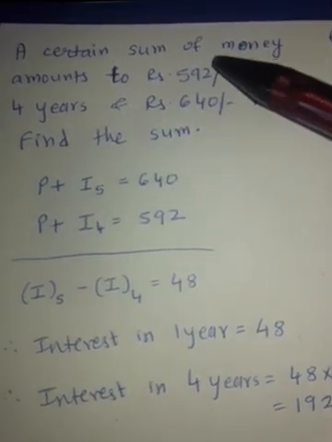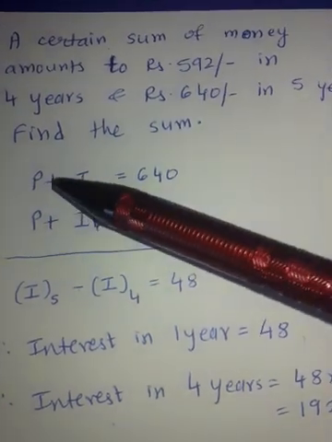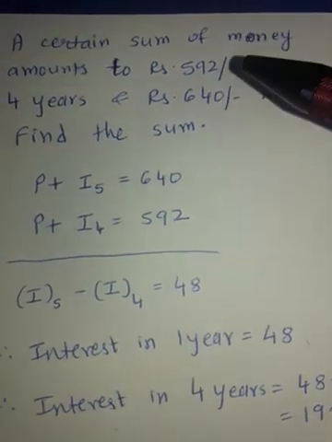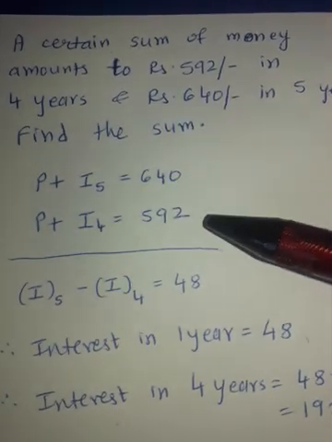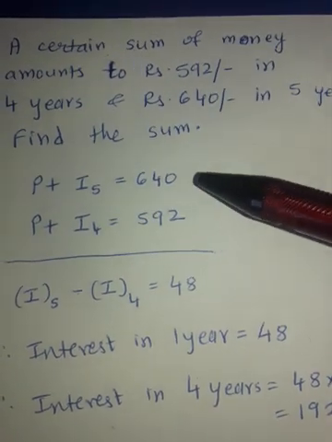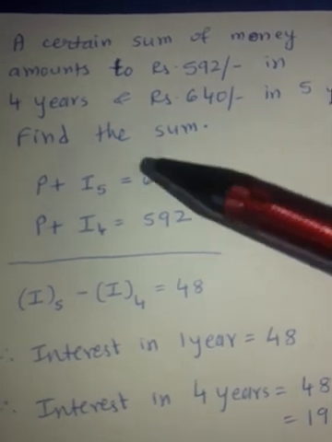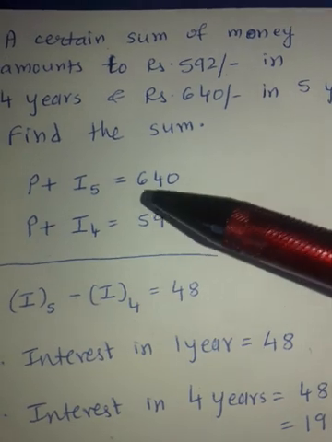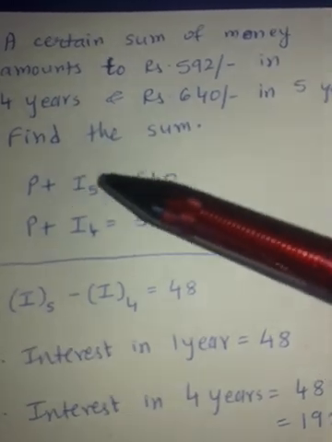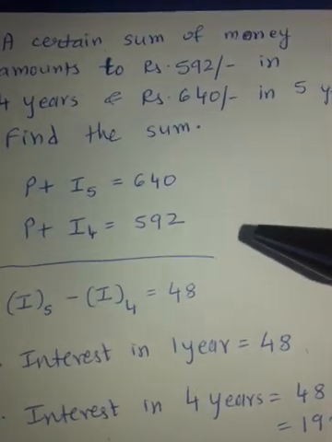Now what is meant by this? There is a certain sum, say P. When I add interest to it, in 4 years it became 592 and in 5 years it became 640. So P plus interest in 4 years is 592. P plus interest in 5 years is 640.